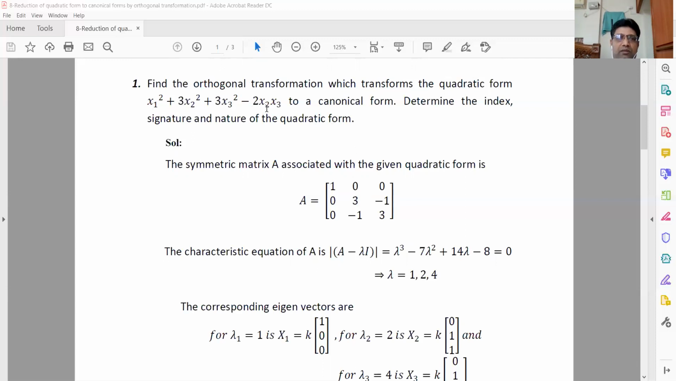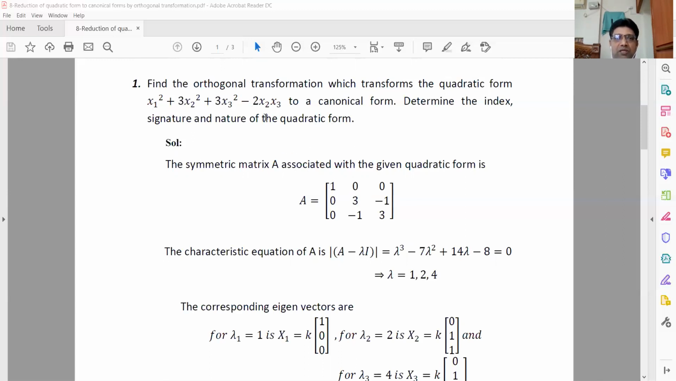Next, x2 x3 is there. So the x2 x3 coefficient is -2. So divide this into two parts. One part serves for the second row, third column. Another part serves for the third row, second column. So -2, if you split it into two equal parts, you will get -1, -1.